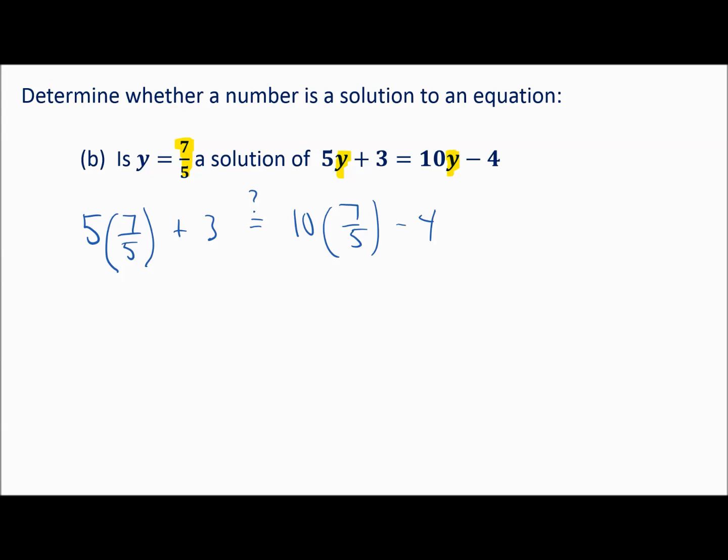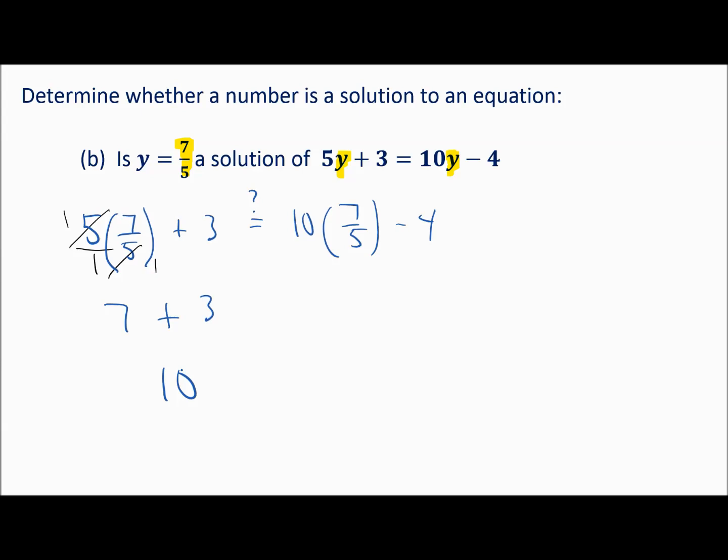So the next thing we've got going on, I'm looking at only the left side right now. I want to completely simplify the left before I move to the right. I'm multiplying fractions, so I need to put that 5 over 1. I also noticed that 5 and 5 had a greatest common factor of 5, which means when they cancel, it just leaves 1s. So I have 1 times 7 is 7 over 1 times 1 is 1. So there's no need to write the 1 in the denominator, plus 3, and we know 7 plus 3 is 10.